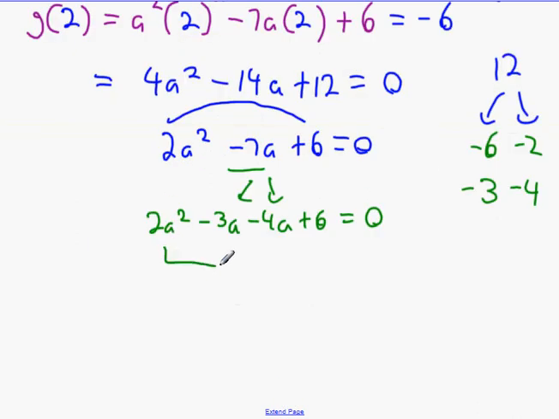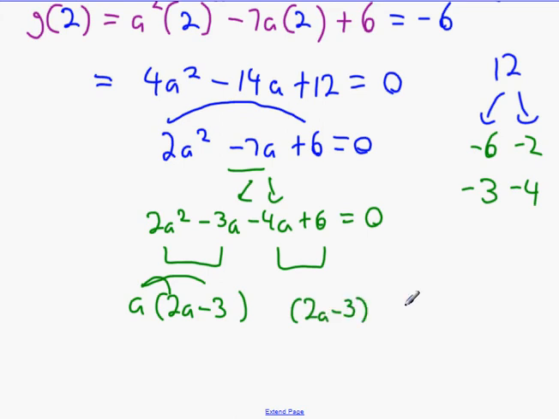Now Dennis, what do you do next? What can you take out of the first two? Not the numbers. The letter a. Yeah. And what happens when you take out a? a multiplied by what gives you 2a squared? 2a. a multiplied by what gives you minus 3a? Minus 3. Second bracket always has to be the same as the first. What number will go in here to multiply by 2a to give you minus 4a? Well, minus 2. Then what's our answer going to be?